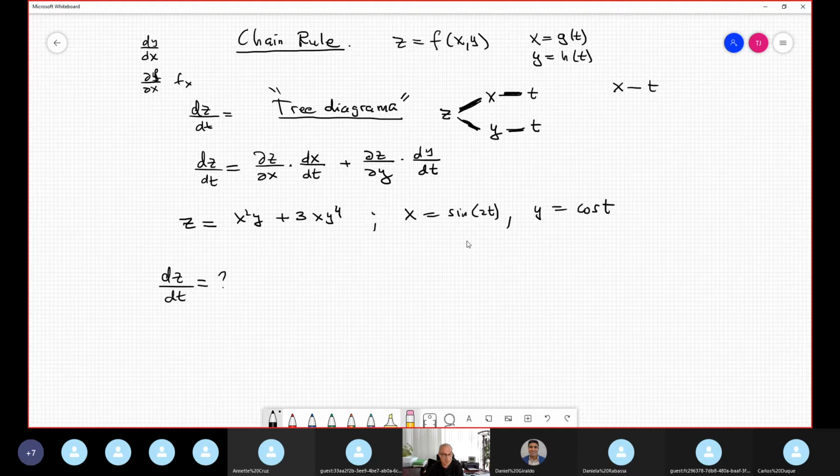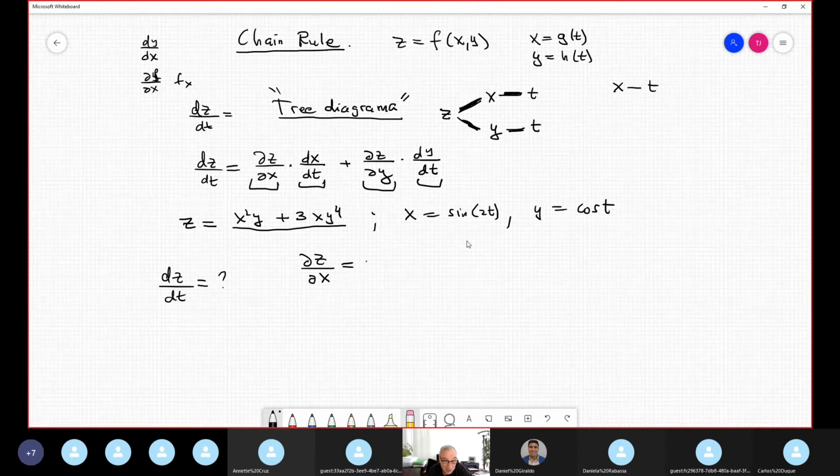Okay, let's do it step by step. In the formula we have 1, 2, 3, and 4 elements. Let's do it separately. Finally, we integrate everything. Suppose the partial derivative of z with respect to x: you take this expression and differentiate with respect to x. This is 2xy plus, with respect to x, 3y to the 4th power. I did that part.